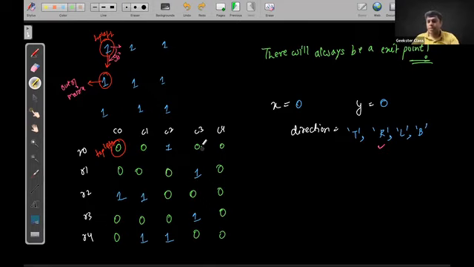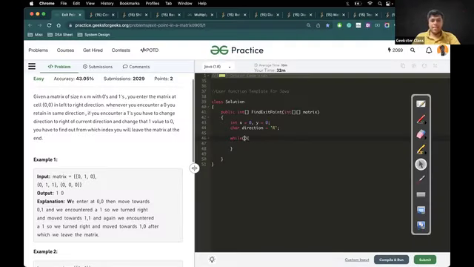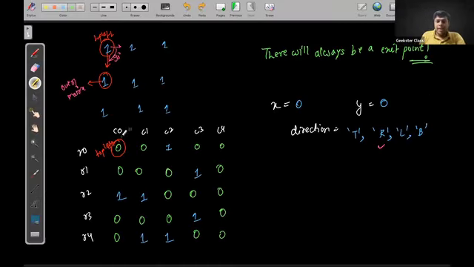So we have become out of the matrix. Yes or no? As soon as the row becomes -1, we have come out from the top wall. So while the row, that is x, is greater than or equal to 0, we are within the matrix. And this is for the top wall. When the row becomes -1, we have crossed the top wall, that is, we have become out of the matrix.